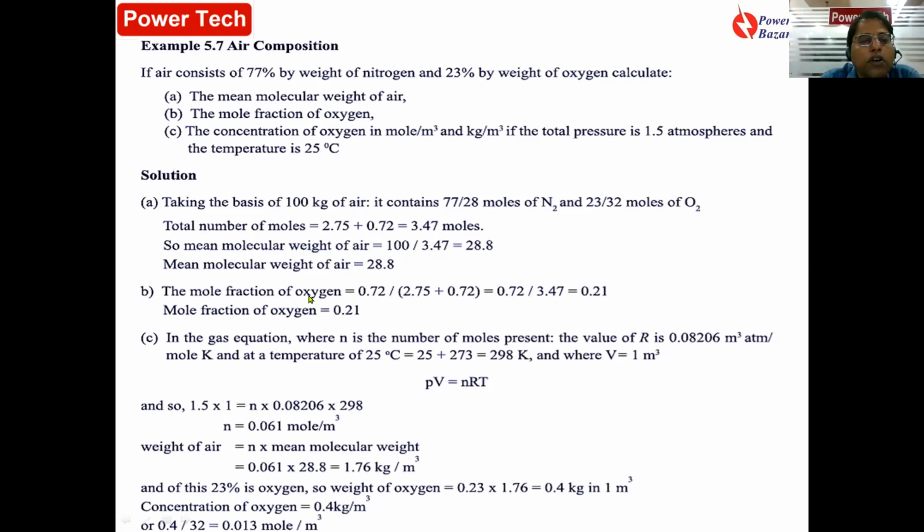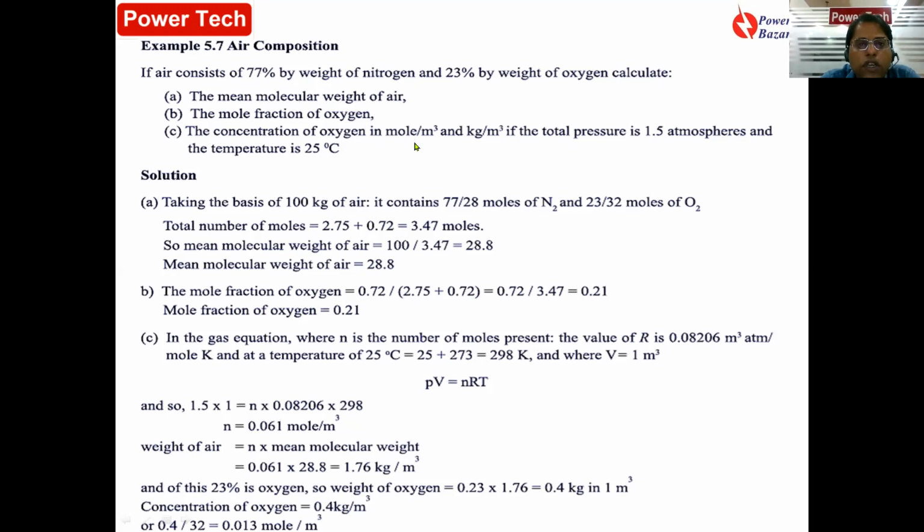Now, what is the mole fraction of oxygen? It is the number of moles of oxygen, 0.72, divided by the total moles of all constituents. That means 2.75 nitrogen and 0.72 oxygen. It becomes 21%. So the mole fraction of oxygen is 21%.